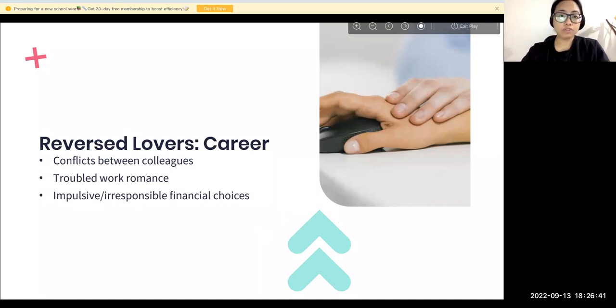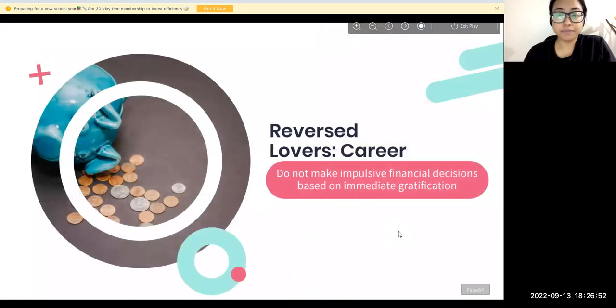Okay, and then maybe another thing is that you are not making responsible financial choices. There are a lot of impulsive ways of using money, buying stuff, and you are irresponsible towards your finances. So this is one thing that it says about career and money.